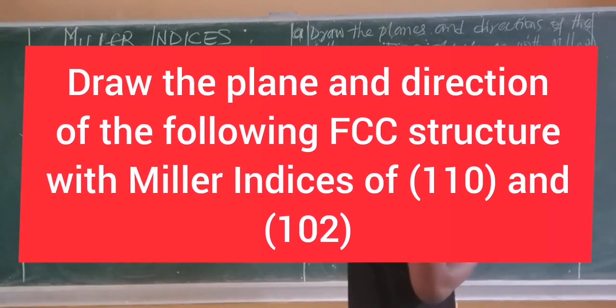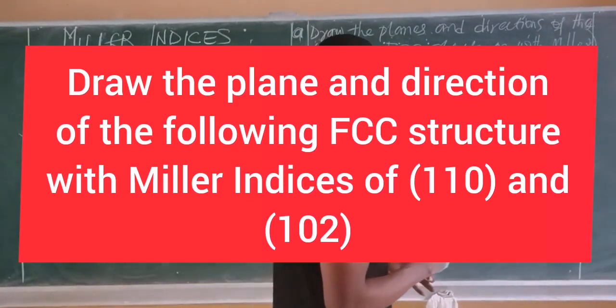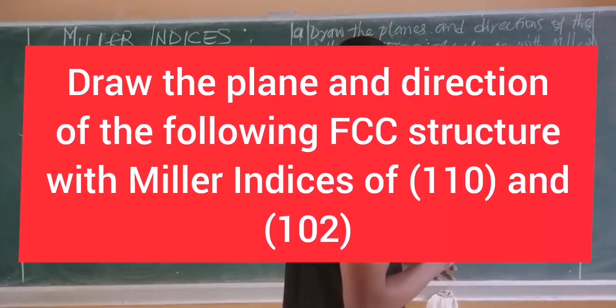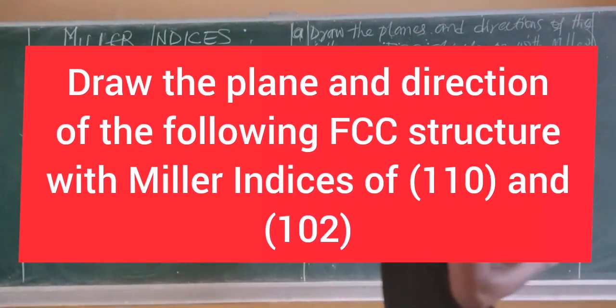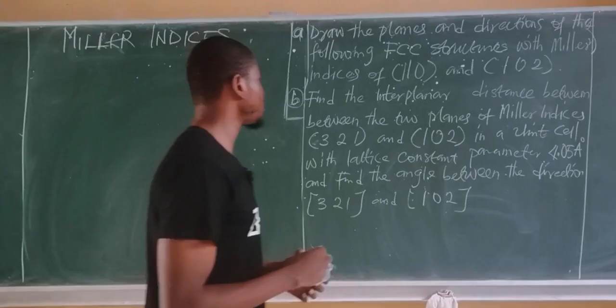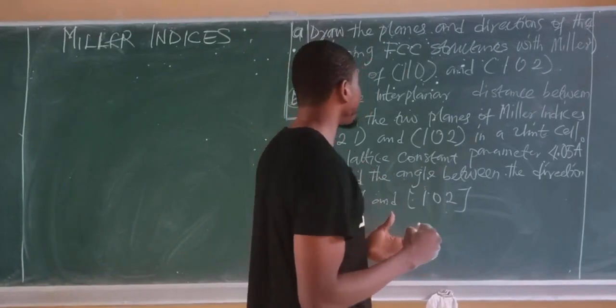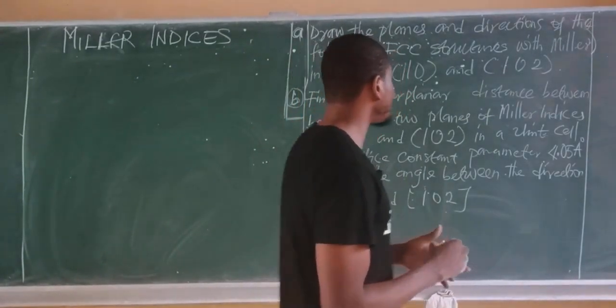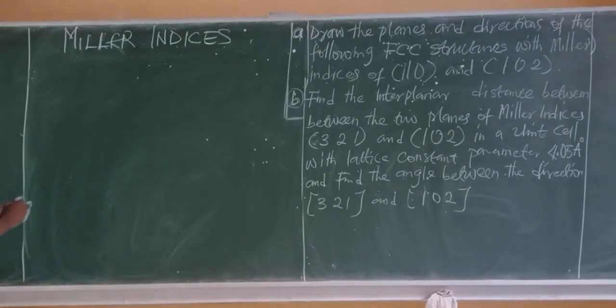The first question says, draw the plane and direction of the following FCC structure with Miller indices of 110 and 102. And the second question says find the interplanar distance between the two planes of Miller indices 321 and 102 in a unit cell with lattice constant parameter of 4.05 Angstrom, and find the angle between the directions 321 and 102. So let's start with the first question. First question is asking us to draw the direction and planes of 110 and 102 Miller indices.